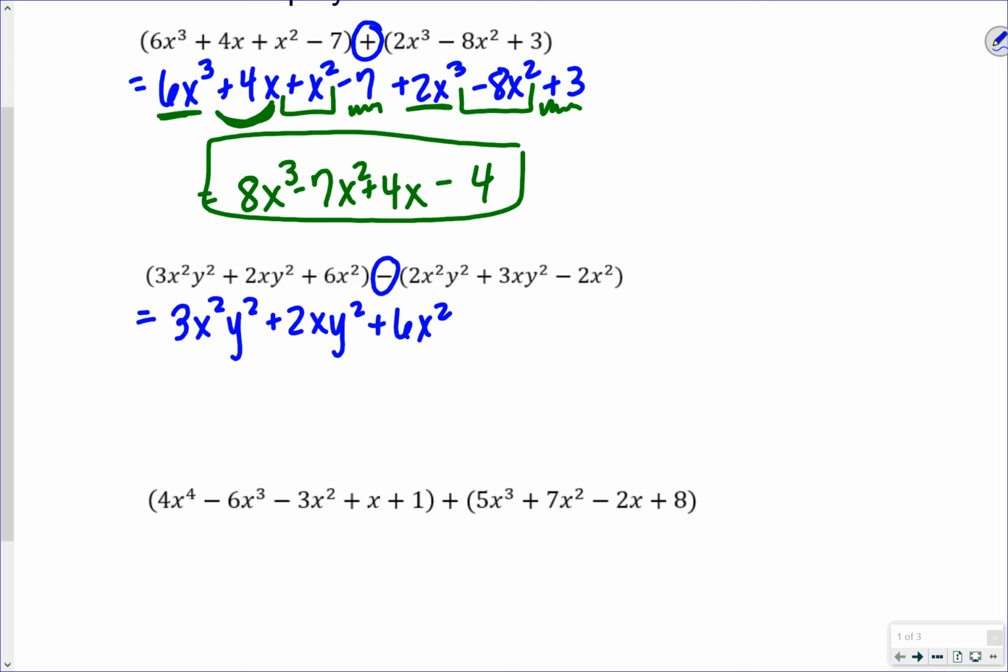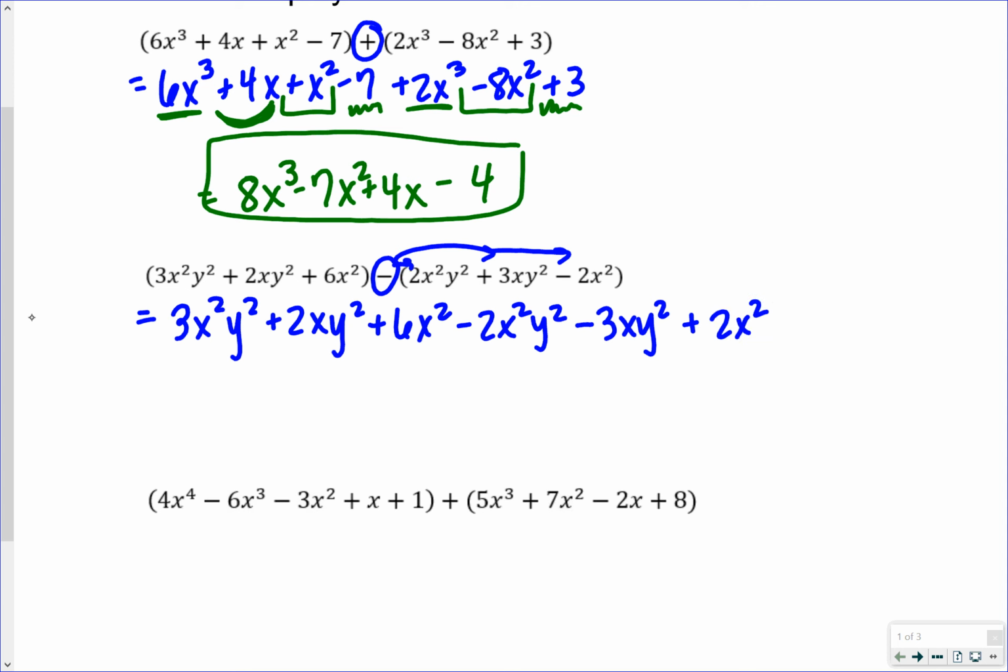And then I'm subtracting everything that follows. I am subtracting 2x squared y squared. I am subtracting this one. I'm subtracting 3xy squared. And I'm subtracting a negative, so that turns positive, 2x squared.